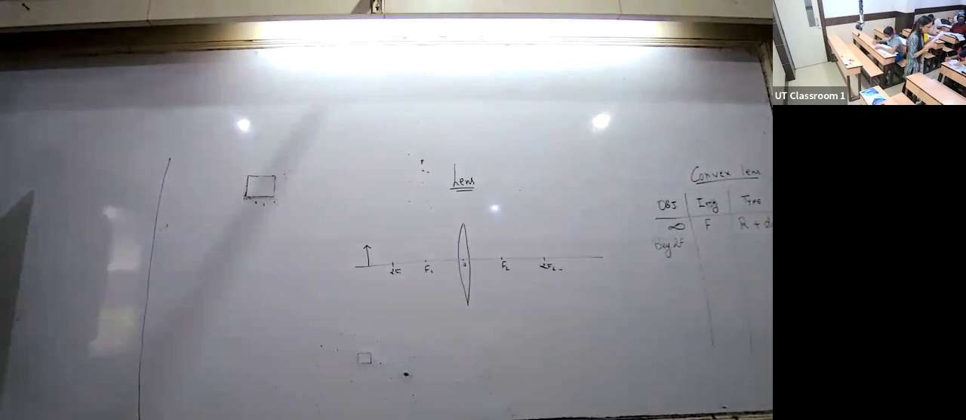So where is your image forming? Between F and 2F. All right. Can you comment on the image and draw the image also? Now you know where the image is forming. Draw the image also, everyone. So draw the image also now.